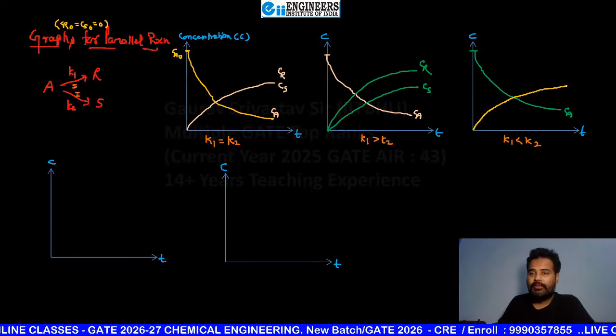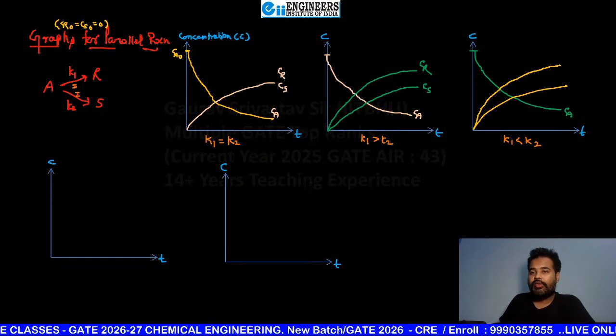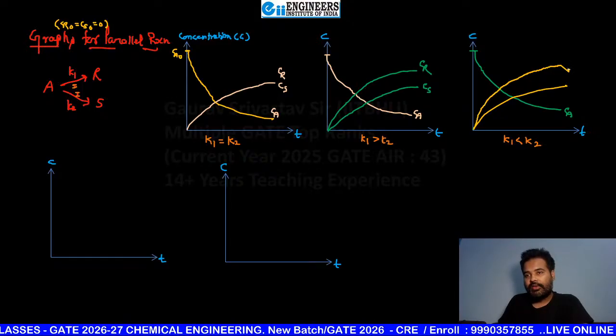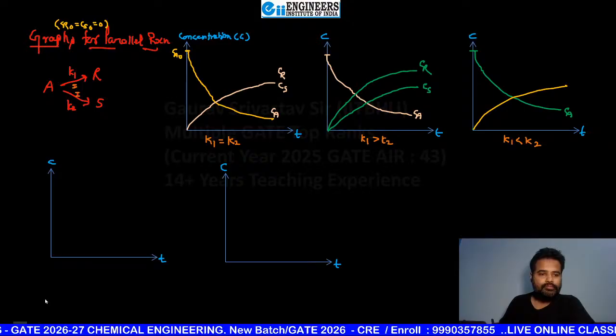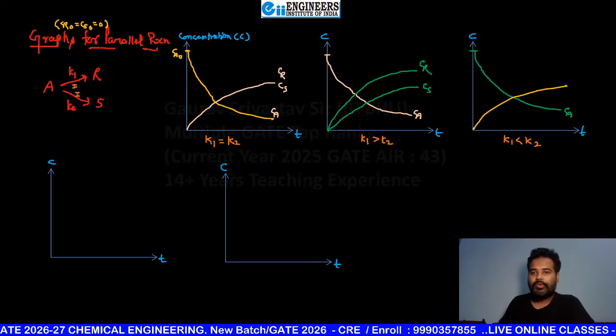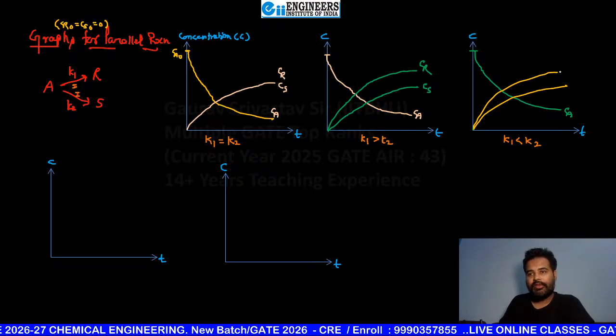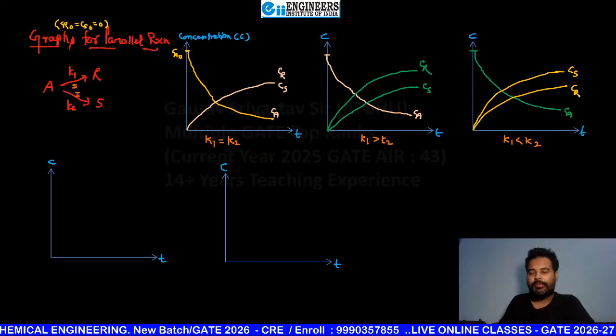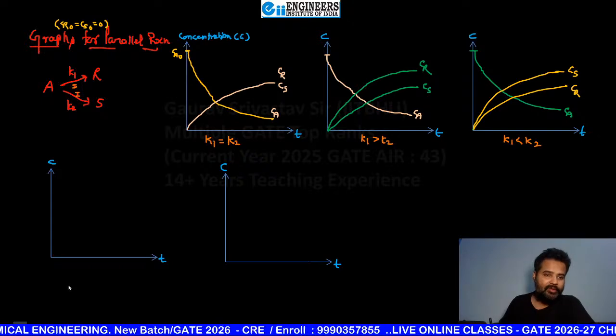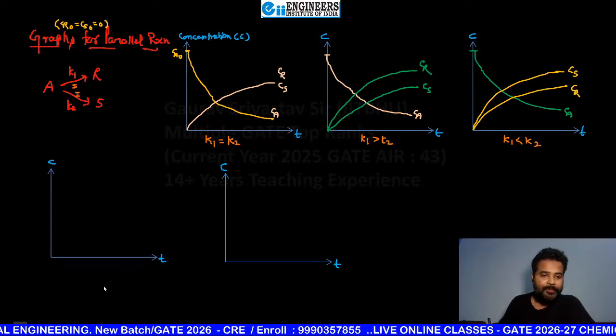So clearly this time when you are going to plot, you will get again two different graphs, where this time because K2 is more, it will be CS and this will be CR. I hope everyone is crystal clear.